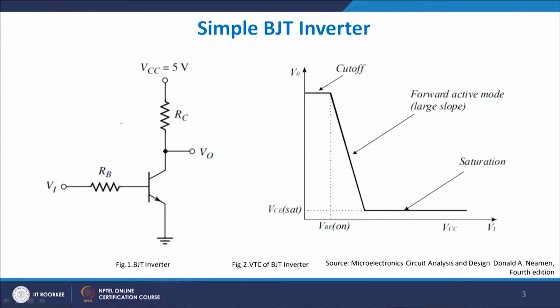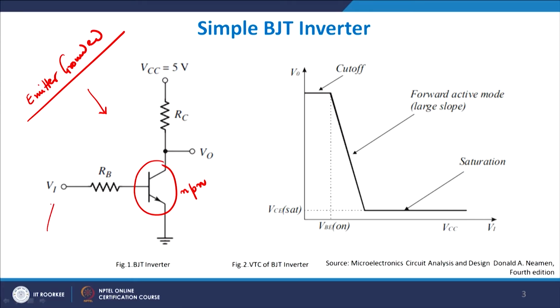As you can see, the simple BJT inverter is this, which you can see here, and this is an NPN transistor whose emitter is grounded. So, this is basically an emitter grounded inverter, and we apply a voltage input to the base through a base resistance RB, and we try to extract the output voltage from the collector of the BJT, and you apply a voltage VCC which is equal to 5 volts here. This is the basic principle we have already seen earlier.